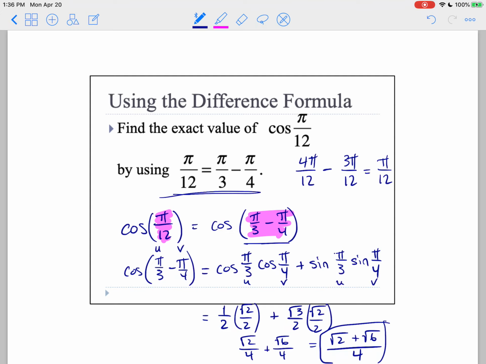So that is the exact value of cosine of pi over 12. Now, since I used the word exact in the directions here, I have to leave it in terms of root 2 and root 6, because those are exact values. If I put those into my calculator and round them, which I have to do if I want to write a decimal, I'm automatically rounding, then it's no longer an exact answer. So this is the answer that we're looking for.